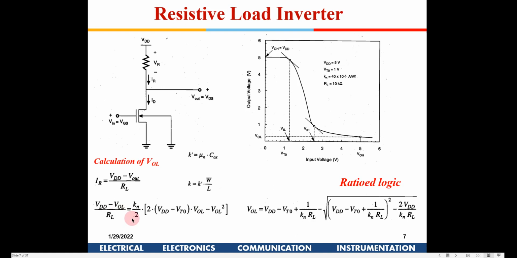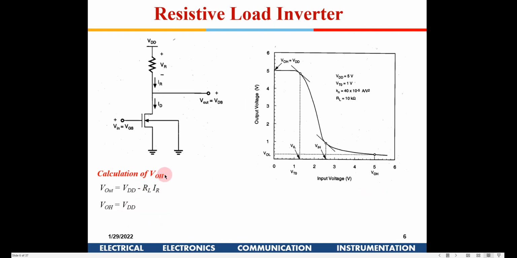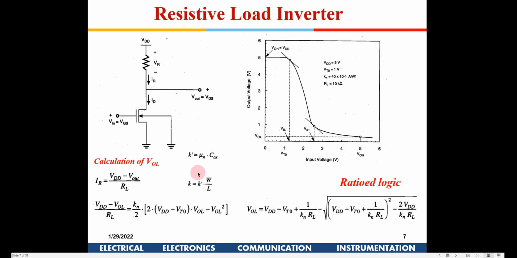VOL should be less than VDD because of the drop in IR. VOH we are assuming will be full because we are neglecting the leakage current here, so VDD is available. So we substitute and equate these two currents, and then we get a value of VOL as given here.